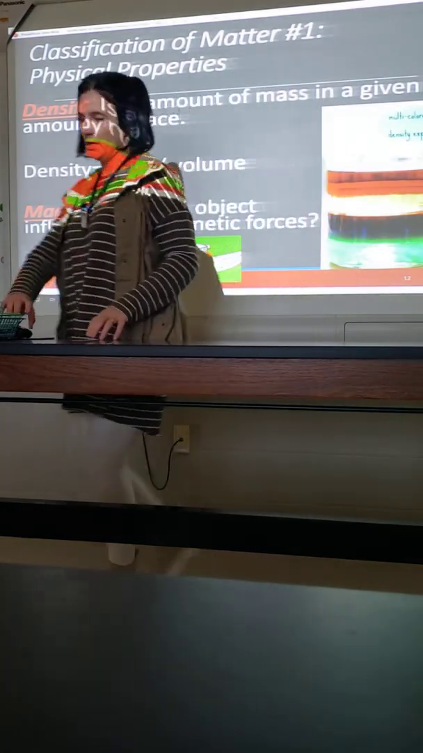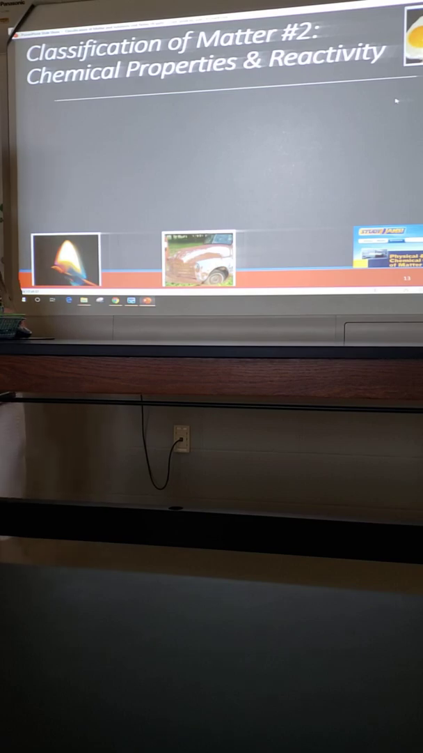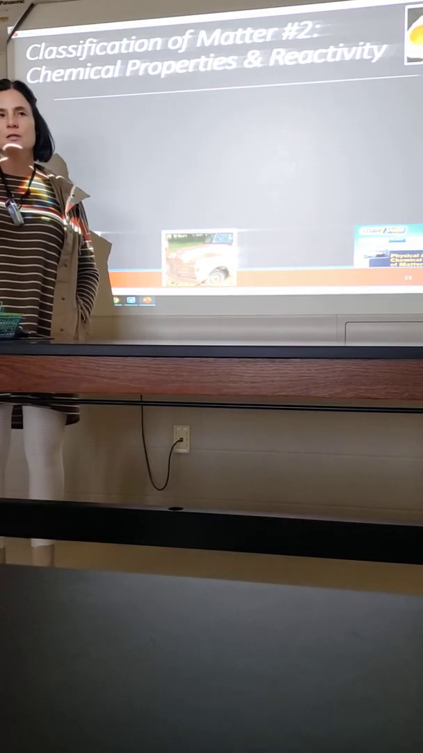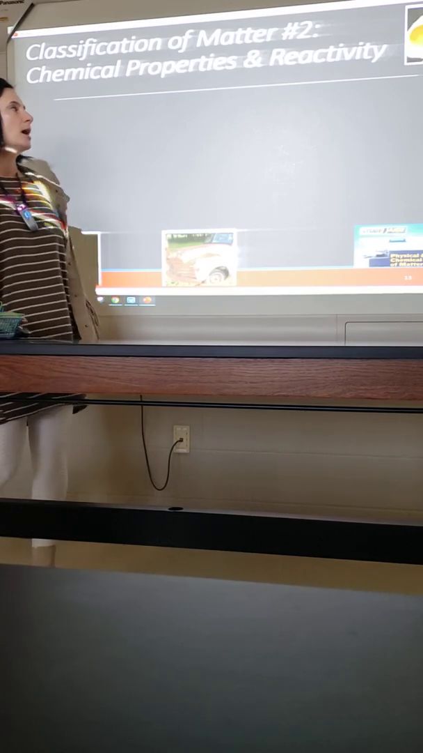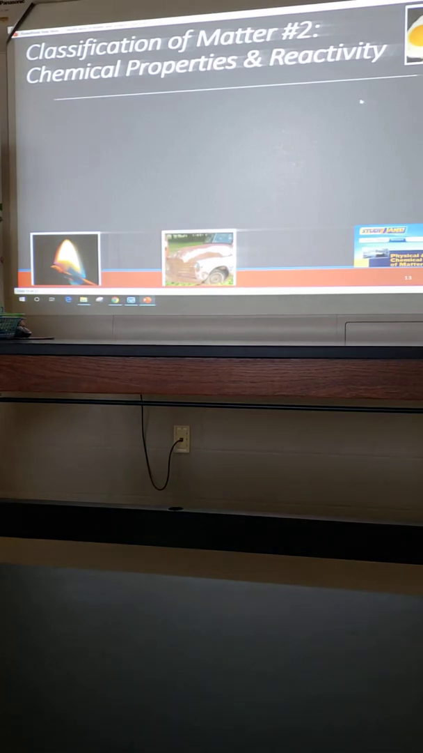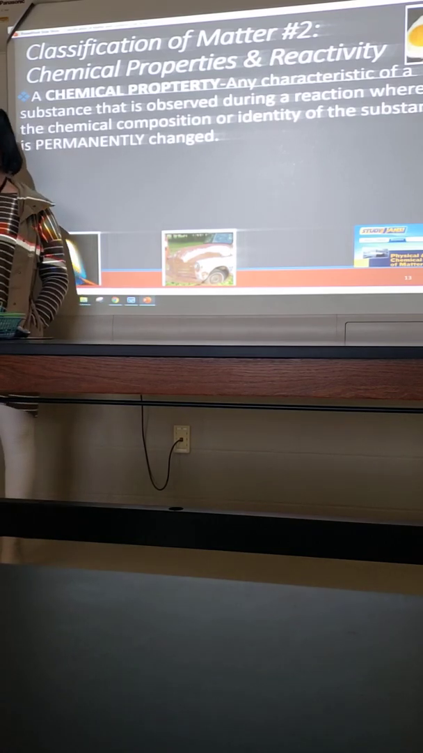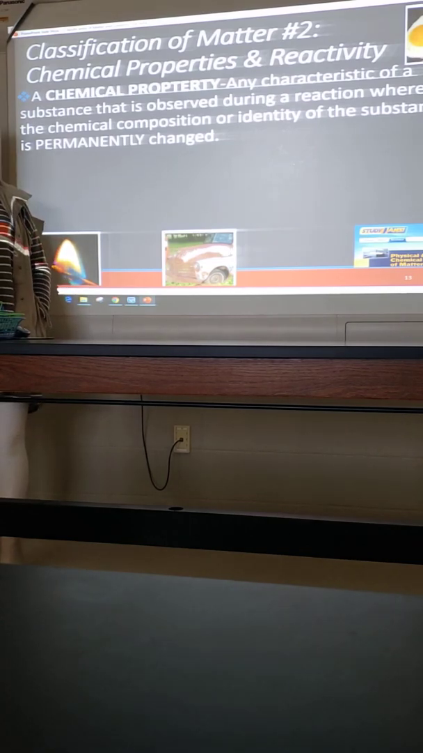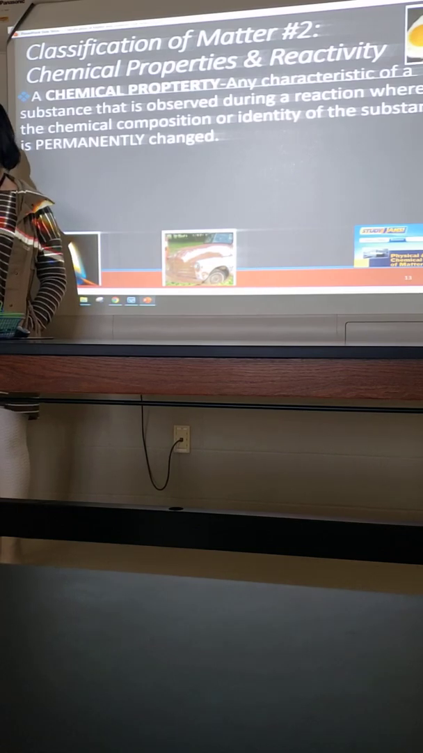All right, we're going to move on and look at chemical changes. Remember, when we're talking chemical changes, we're talking about something that changes the bonds, it changes the arrangement of protons or electrons. So we're dealing with something that is no longer the same as it was originally. It's any characteristic of a substance that is observed during a reaction where the chemical composition or identity is permanently changed, meaning you can't go back. You can't return that fried egg to the raw egg.